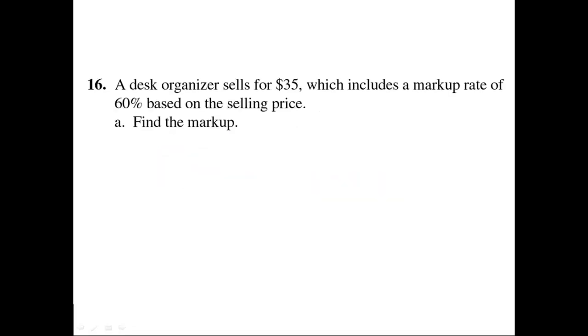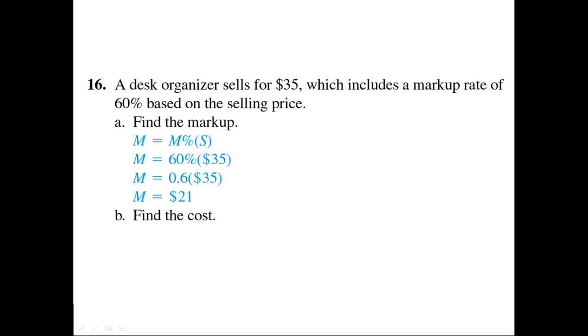A desk organizer sells for $35, which includes a markup rate of 60% based on selling price. Find the markup. So we just take 60% of the $35, and that's going to give us $21. Find the cost. That's just going to be the $35 minus the $21.